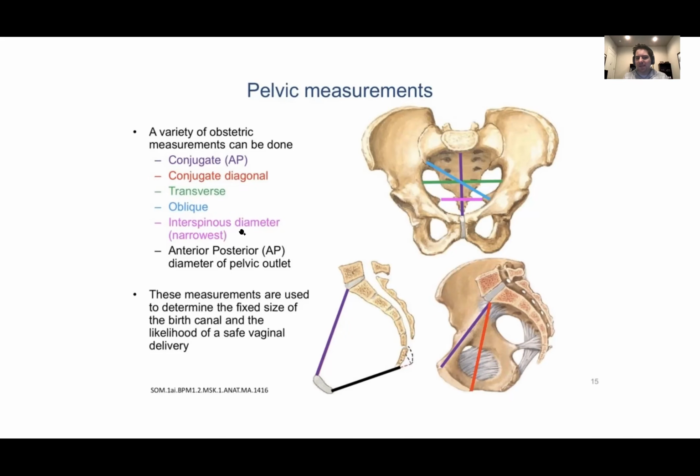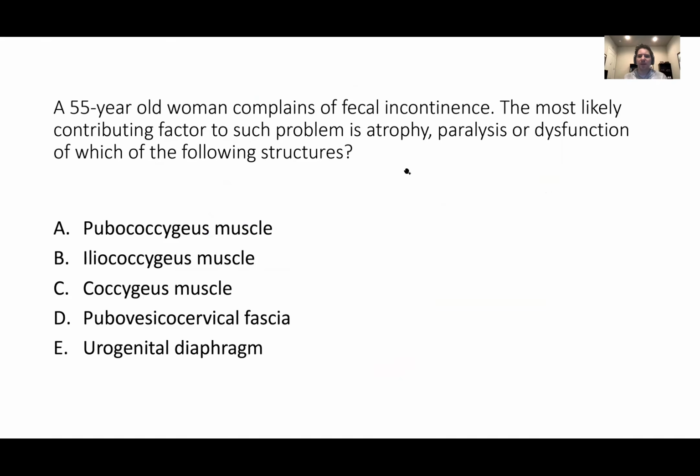There's also the interspinous diameter. That's going to be your narrowest angle. Okay, so you have to keep that in mind when you have a vaginal delivery. They can measure the fetus's head and make sure they'll be able to have a proper delivery. All right, try this one.